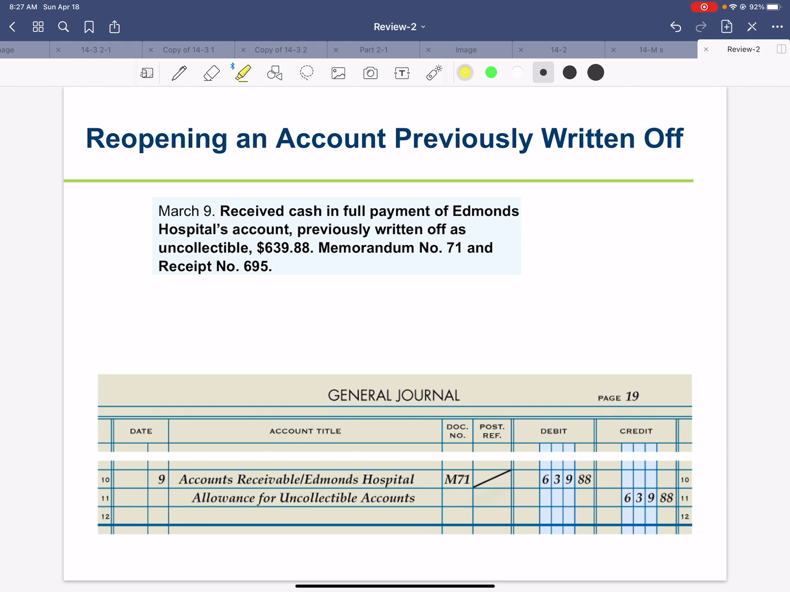So when we look at the first of the 2 transactions that occur when we reopen an account, receive cash in full payment of an account previously written off as uncollectible. So the first thing we have to do is reopen the account. So we're going to put the money back into the accounts receivable, Edmonds Hospital, and we will debit that. That will increase our accounts receivable. We're also going to credit allowance for uncollectible account and put that back in the estimated amount.